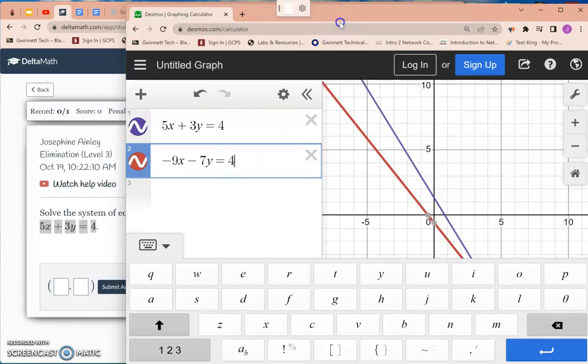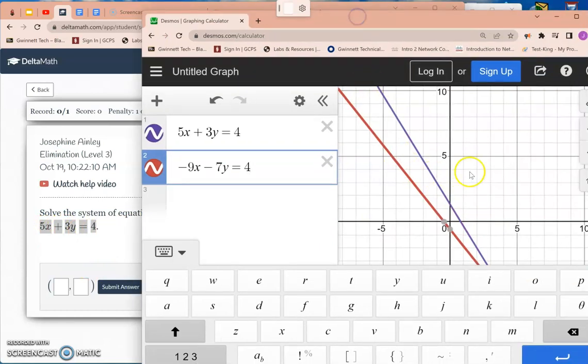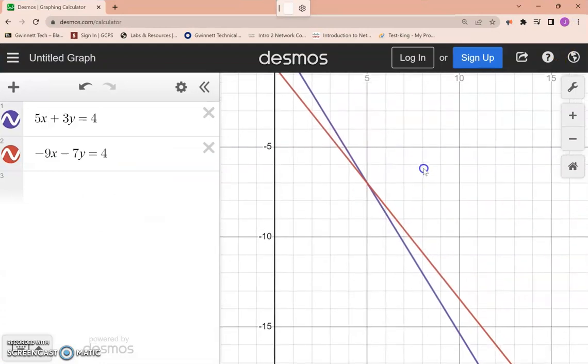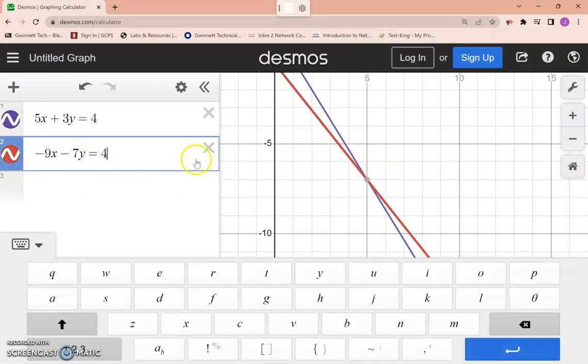All right, then always make sure it is what is in the question. -9x minus 7y equals 4, 5x plus 3y equals 4. Perfect. So again, anytime you're solving a system of equations, the intersection is the solution. I can't see this really clearly, but if I click into one of these, what happens?